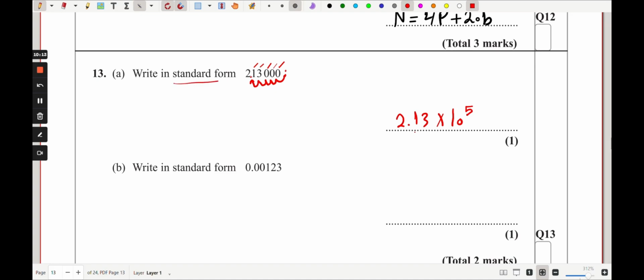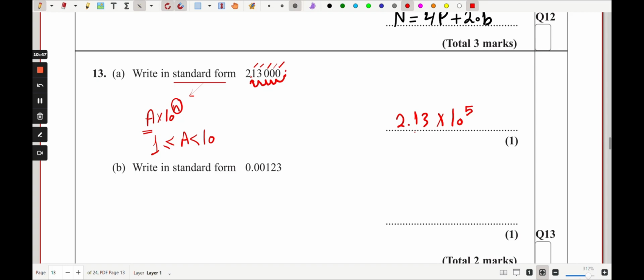By the way, the standard form here is no more than a times 10 to the power of n. That means you are rewriting this number in powers of 10. A is greater than or equal to 1 and less than 10. For this reason, we put the decimal point between 2 and 1, not between 1 and 3. Between 1 and 3 it will be 21, which is greater than 1, yes, but not less than 10. At the same time, n here is an integer, so maybe positive, maybe negative, but it should be an integer.